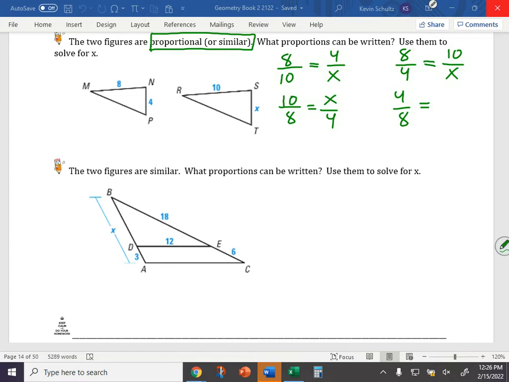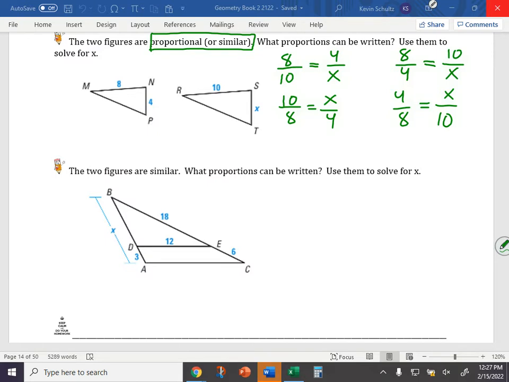4 over 8, what would the second part of this be? Match those corresponding sides. 4 over 8 equals what? X over 10. Okay, so these first two that we have on the left here, they go from one shape to the other. The second two on the right, we stay within the same shape. The first fraction involves one shape, the second fraction involves the other.